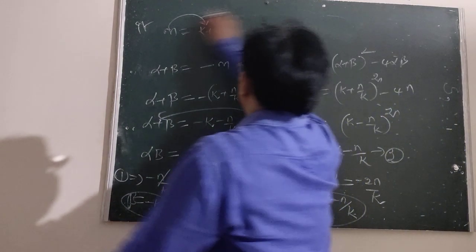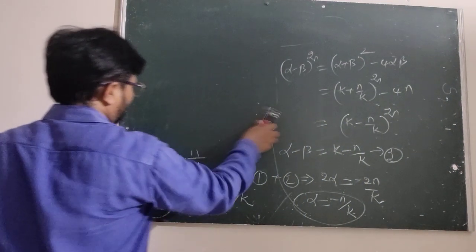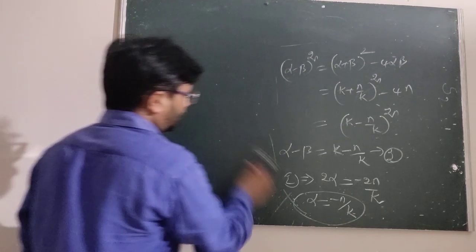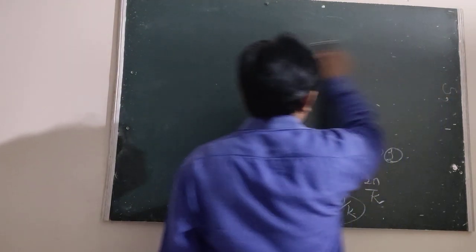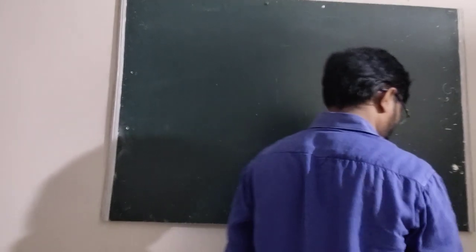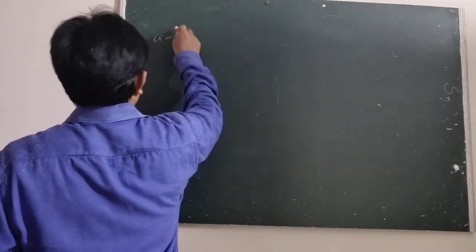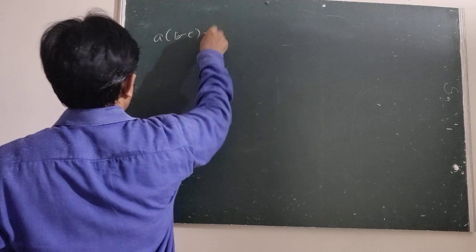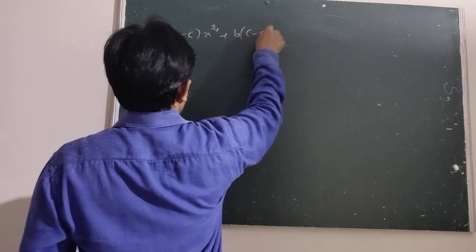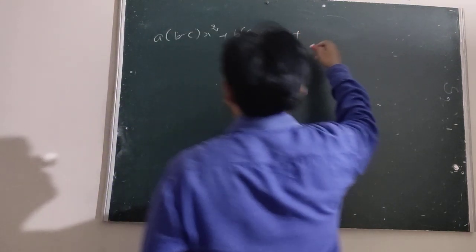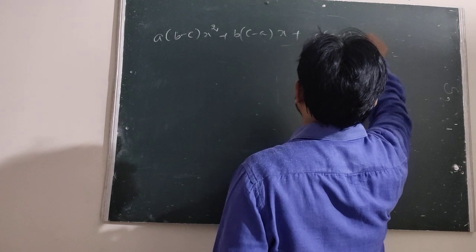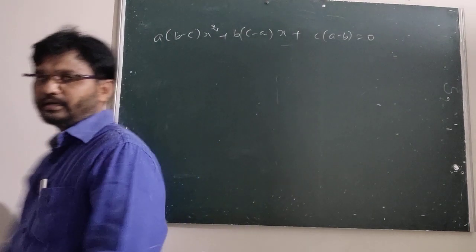Now another model here, find the roots of the equation. So we know that to find the roots means minus b plus or minus root of b square minus 4ac, by 2a. But sometimes it is very difficult to find the roots of the equation. But you have to know some properties to find the roots of the equations. Now here a into b minus c into x square, b into c minus a into x, plus c into a minus b equals 0. How to find the roots here?